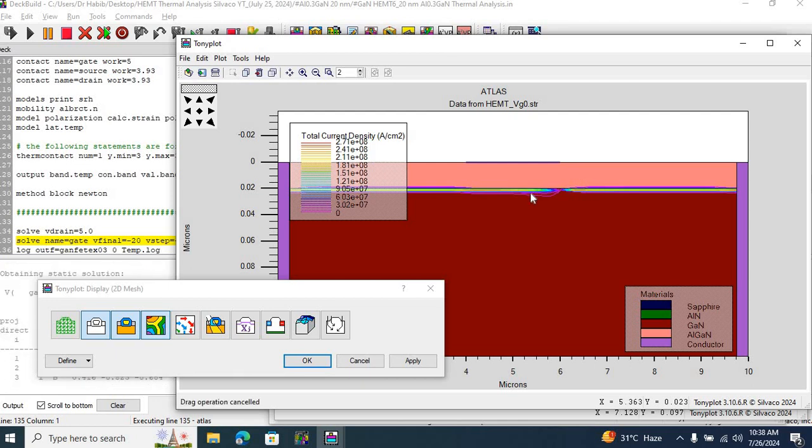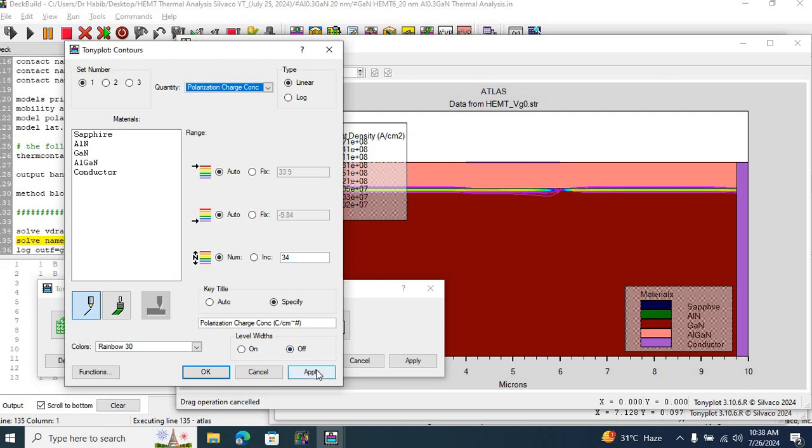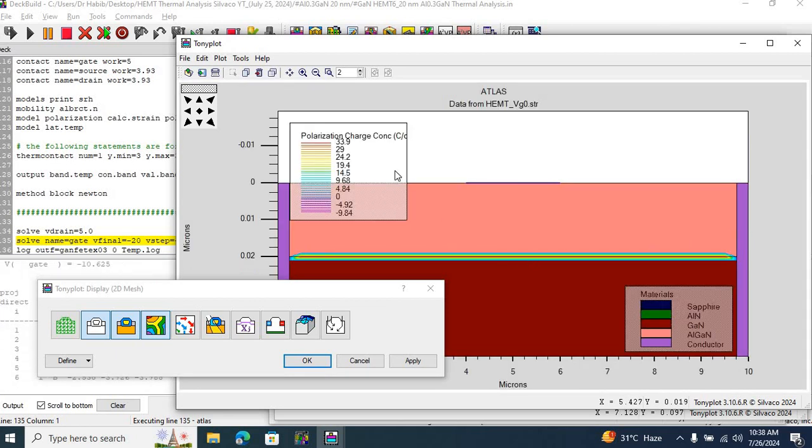Similarly, we can go to display once again, contours, to see the polarization charges, and click OK. And now you see that the polarization charges are actually confined to this heterojunction, to the quantum well, also called the two-dimensional electron gas.